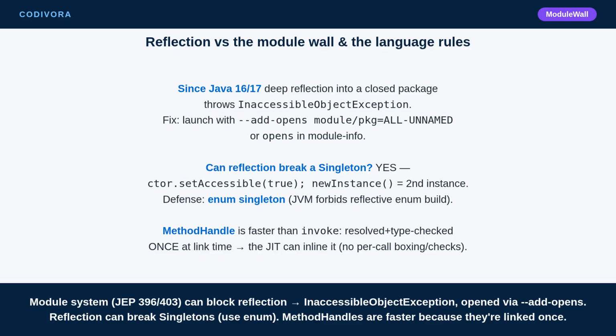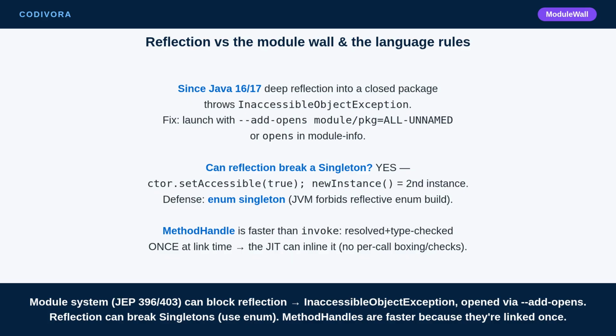A few expert follow-ups. Since Java 16 and 17, the module system locks internal packages, so deep reflection into a closed package throws InaccessibleObjectException. You open it with a --add-opens launch flag, or an opens directive if you own the module. Can reflection break a singleton? Yes. Make the private constructor accessible and call it again, and you get a second instance. The clean defense is the enum singleton, because the JVM itself refuses to build an enum by reflection.